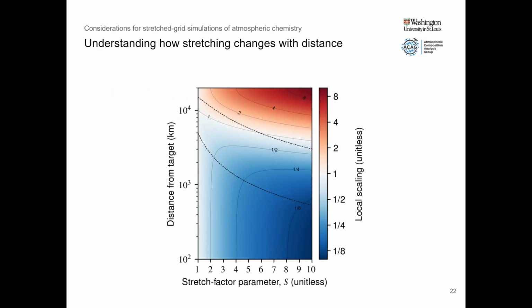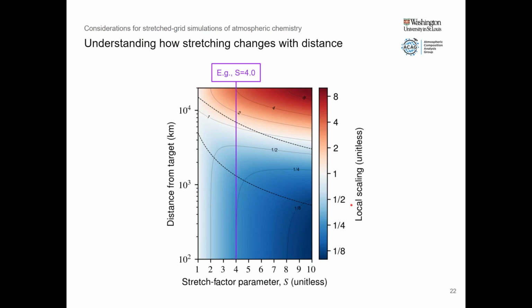So I think the first thing to understand is how stretching changes with distance. On the x-axis is the stretch factor, and then on the y-axis is the distance from your target point. So for instance, if your target point was Seattle, this would be the distance to Seattle. And then the color map is showing how grid boxes are scaled at that location.